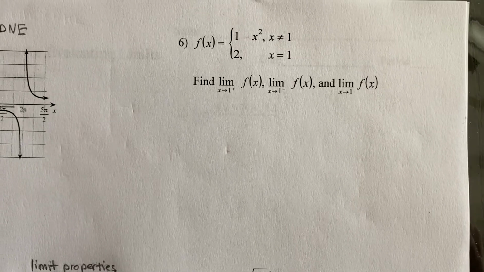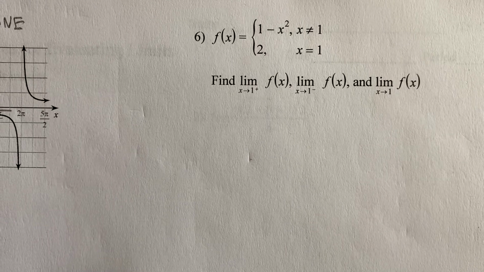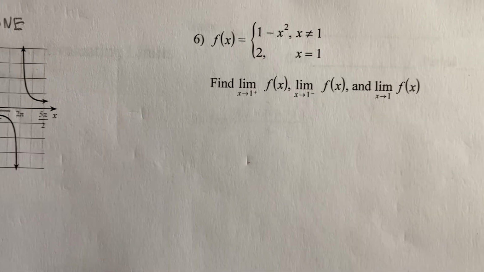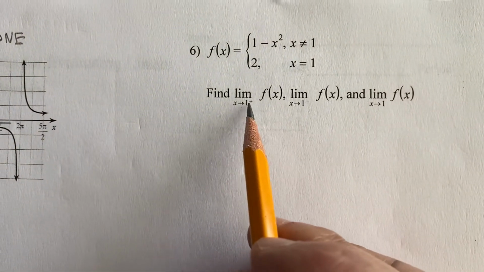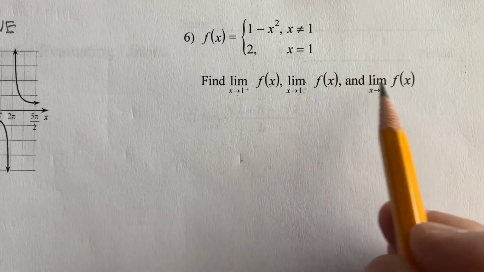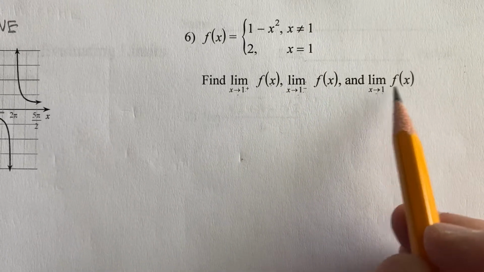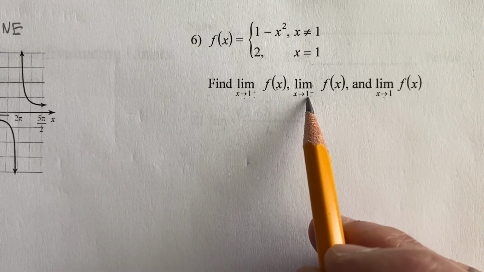All right, so continuing on where we left off, let's take a look at number 6, and I'm going to approach this problem graphically, okay? All right, so over here, we're asked to find the limit as x approaches 1 from the right, the limit as x approaches 1 from the left, and the limit as x approaches 1 overall of the function. Okay, so remember, this is your right-hand limit and your left-hand limit.